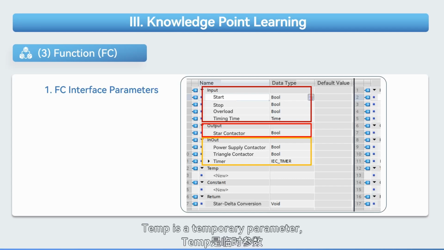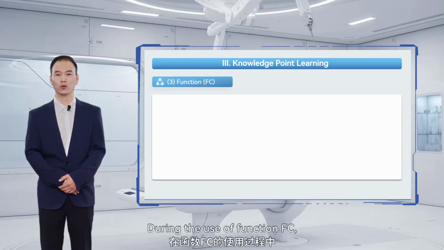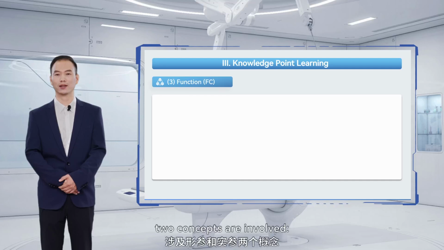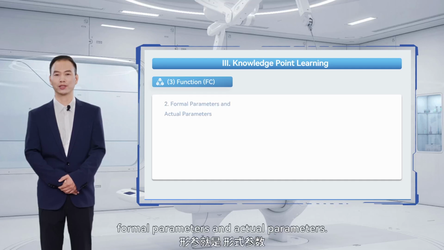Temp is a temporary parameter, which does not exchange with the outside and only exists within the subroutine. Constant is a constant. Return is the return value of the program. During the use of function FC, two concepts are involved: formal parameters and actual parameters.